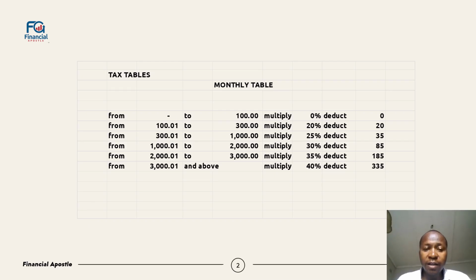Pay as you earn. In this case, I'm going to be using the Zimbabwe example. It is determined through the following tax table. The rate of tax ranges from 0% to 40%.